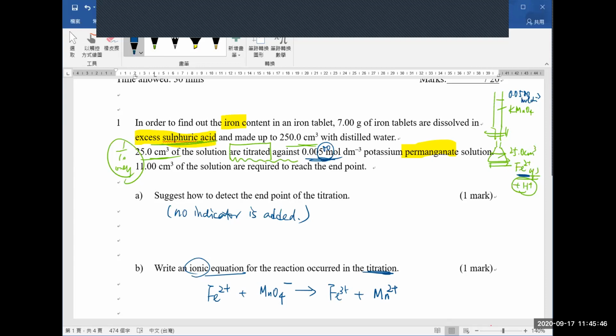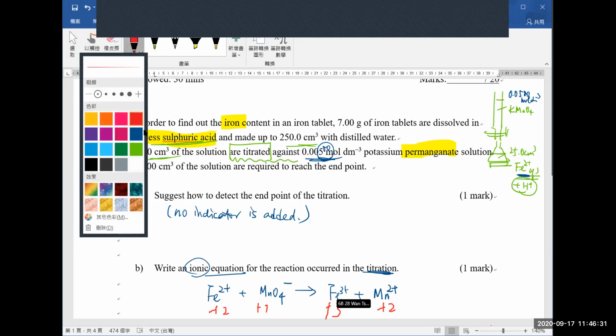You ought to know how to balance that. Anyone who can show the oxidation number method? I just want to double check if you guys know how to do the oxidation number method. Everything starts from spotting the one which undergoes oxidation and reduction respectively.